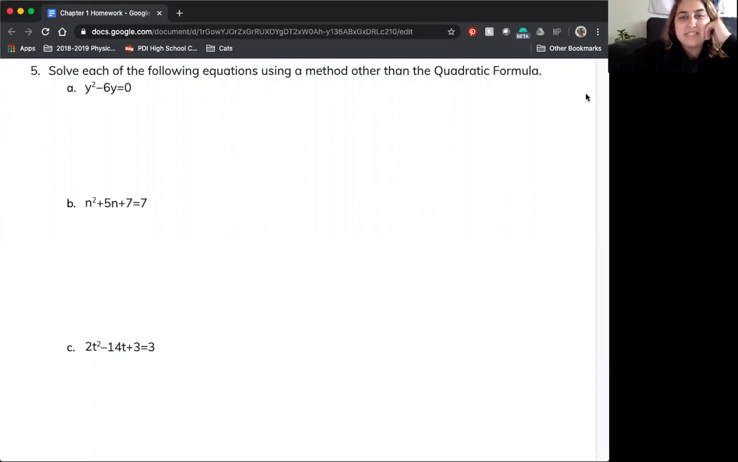This problem is asking you to solve each of the following equations using a method other than the quadratic formula. So what we're going to do is we're going to factor.